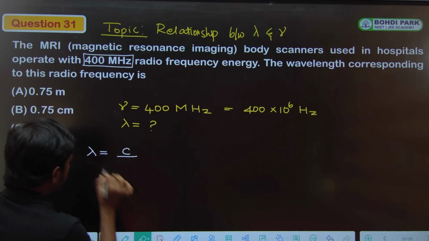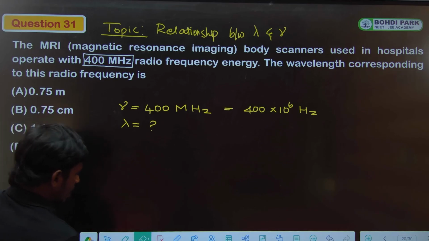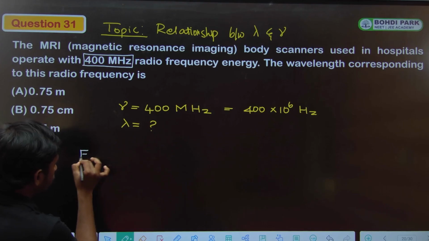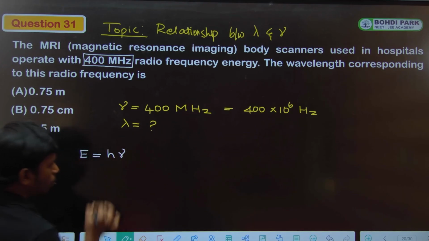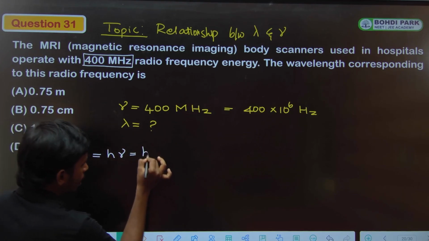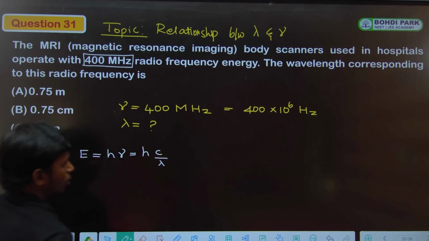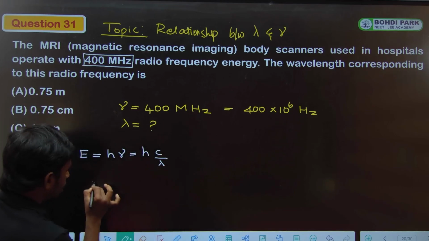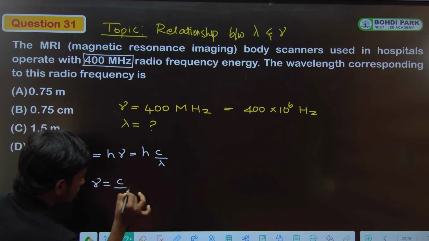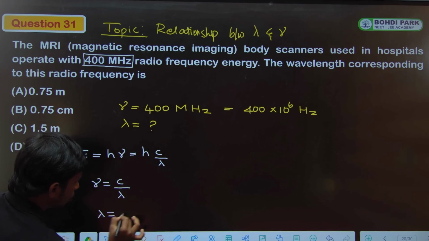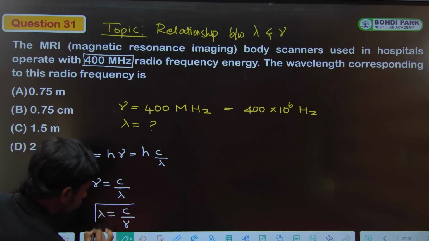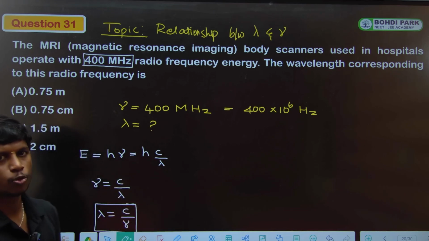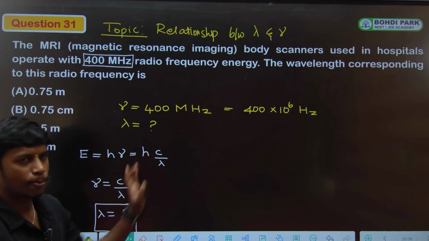Okay வா? So simple-ஆ நீங்க சேமா இந்த ஃபார்முலா ஞாபகம் வச்சுக்கோங்க. E is equal to h mu, it is Planck's quantum equation. It is also equal to hc by lambda. So what does it remain? Mu is equal to c by lambda and lambda is equal to c by mu. This is your relationship you want to remember. Okay va? So just apply பண்ணுங்க.